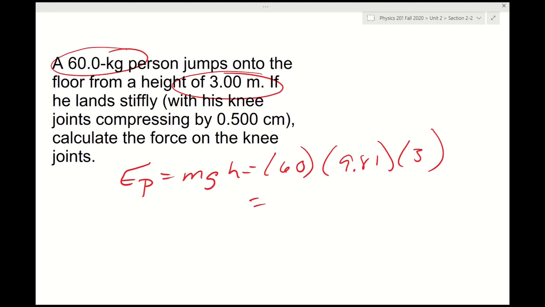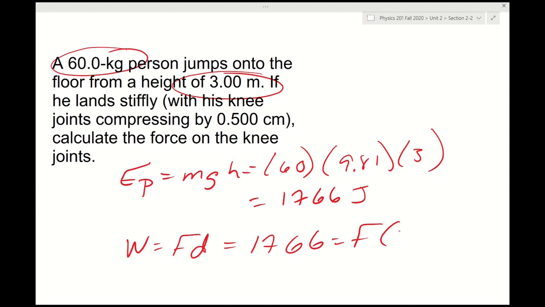So what we're looking at is approximately 1,766 joules of energy. Now, all that energy is going to be dissipated in the form of work done on the knees by compressing them about a half centimeter. So the work is equal to the force times the distance.